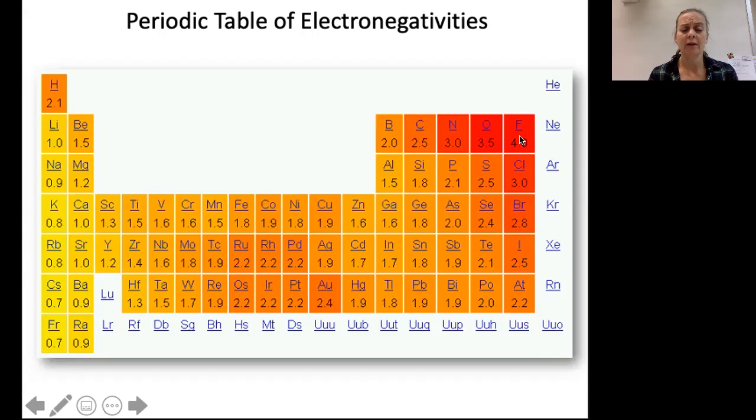And you'll notice here that fluorine is the most electronegative element on the periodic table. So as we approach fluorine, electronegativity increases. As we move away from fluorine, electronegativity decreases. So we see that same trend with electronegativity that we had with ionization energy. It increases as we go across the table. It decreases as we go down the table.